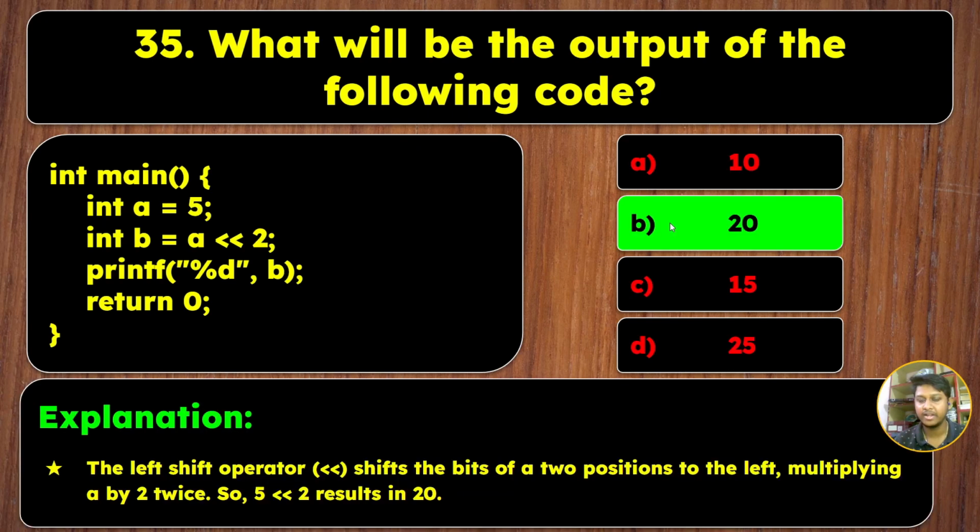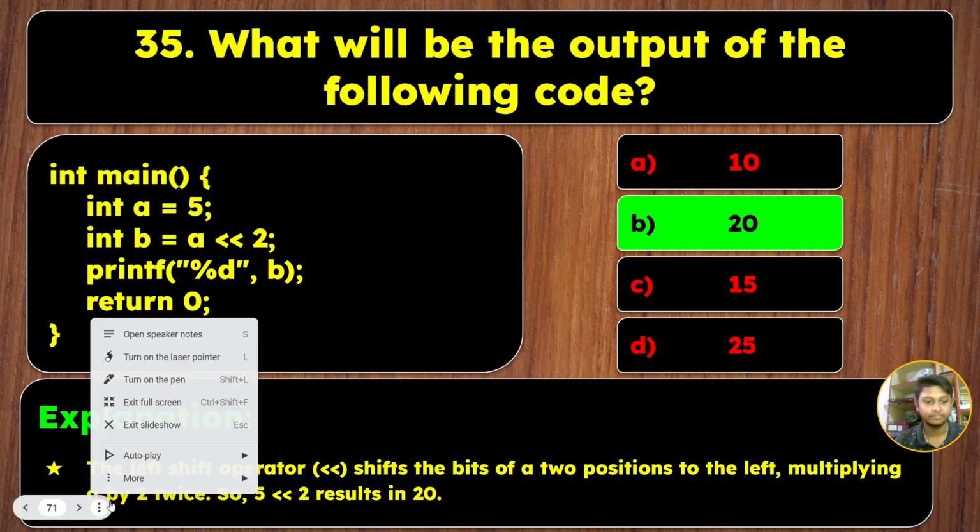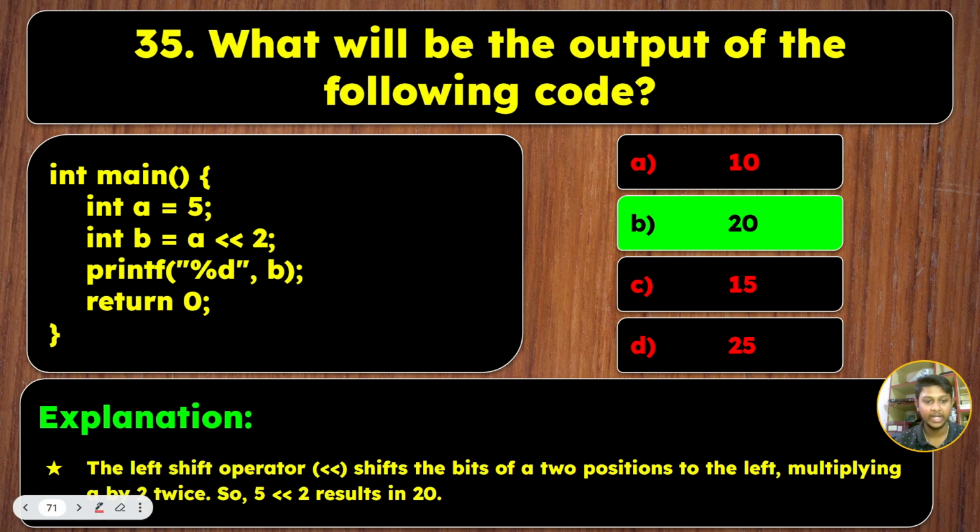Option B should be our correct answer, and as it is. As you can read in the explanation, the left shift operator shifts the bits of A two positions to the left, multiplying A by 2 twice. So 5 left shift by 2 results in 20. This last statement means there is a shortcut to calculate it.